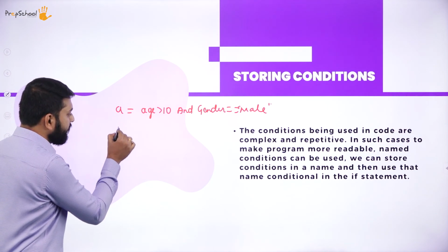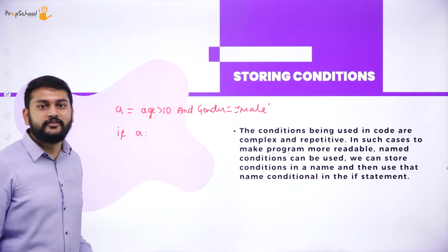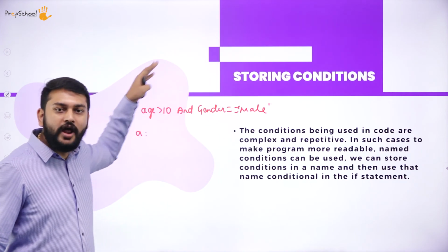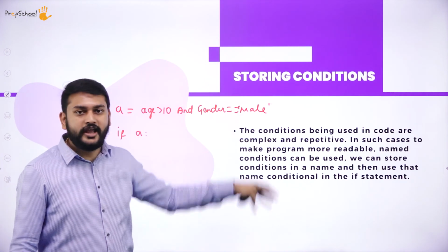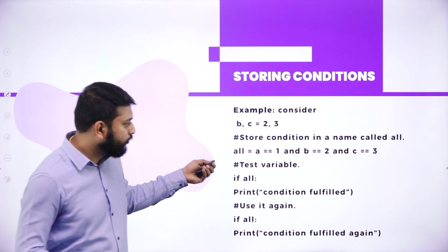So this is how I will be storing the condition in a variable. Then I will just give if a. I can also write like this. This is what I will call storing a condition. You can store the condition in one variable, so that is one of the advantages that you have. I have an example for all of you. Guys, hope you can see this.